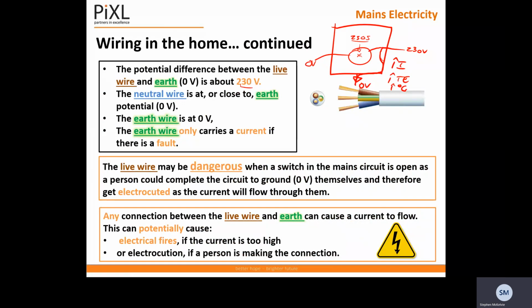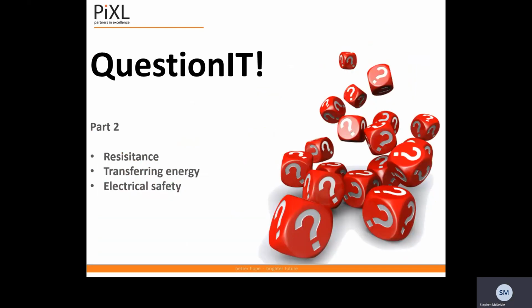There's one thing to say. To stop that, we use fuses in my live wires. So if there is a huge amount of current moving through my live wire, then a fuse will melt. When that fuse melts, it stops the flow of charge going through my live wire and makes it nice and safe. And here are some questions.